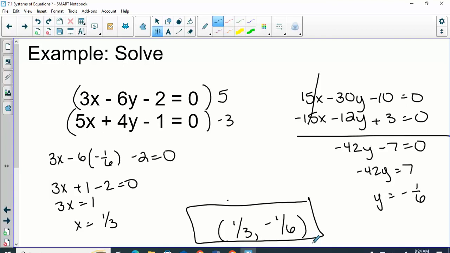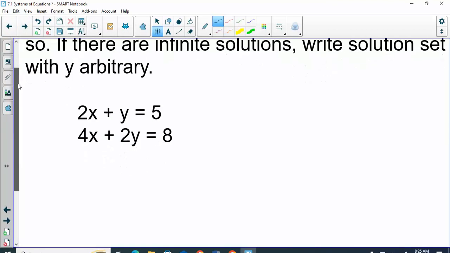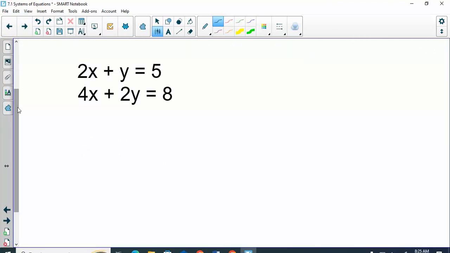All right. So far, so good? All right, let's solve another one. Any method, substitution, elimination, I do not care. If I asked you to solve this.